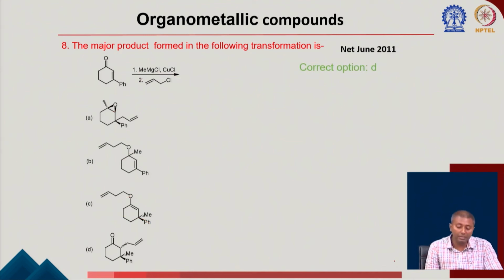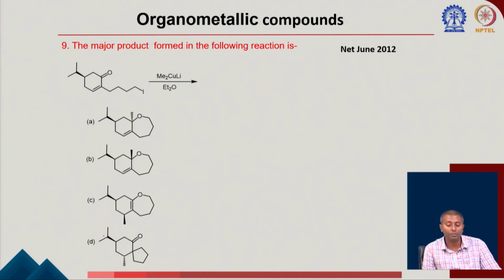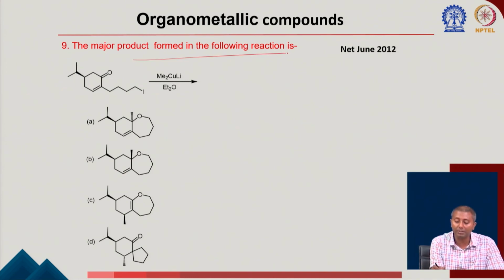So of course the D is going to be the correct answer here. As I mentioned, the others are not even close. The question is the major product formed in the following reaction. Again, we have several problems on this particular topic, and you can see them at different times in the NET and GATE exams.